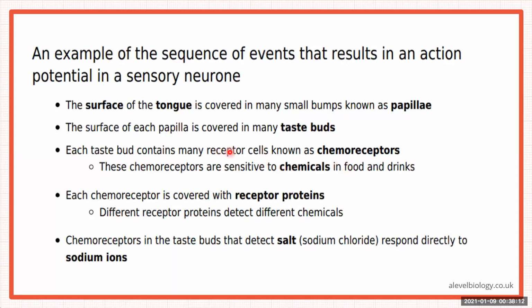Each taste bud contains many receptor cells, which we call chemoreceptors, right? We call them chemoreceptors because they're sensitive to chemicals in the food and drinks. And each chemoreceptor is covered with receptor proteins. We have different receptor proteins for detecting different chemicals, right? So these chemoreceptors in the taste buds can detect salt, which is sodium chloride, and they respond directly to the sodium ions. We have receptors for sweet, for bitter, for salty things, right? So a lot of receptors are there. Right now we're talking about the receptors that can detect salt, sodium chloride.